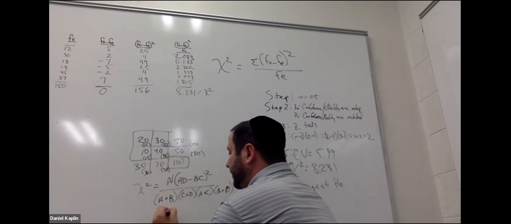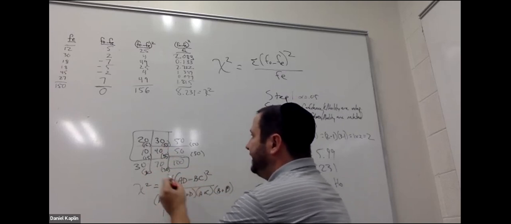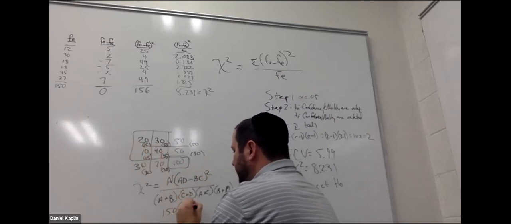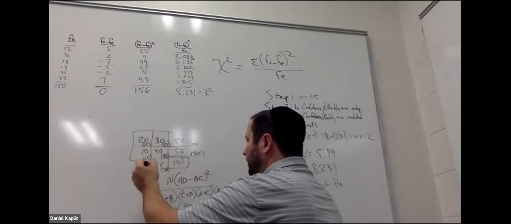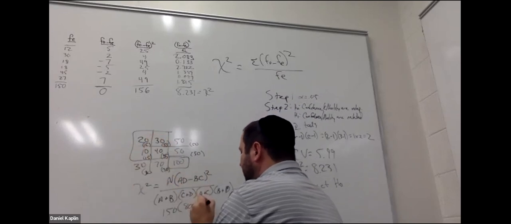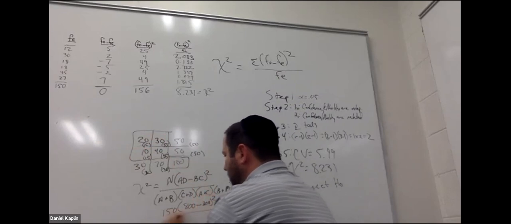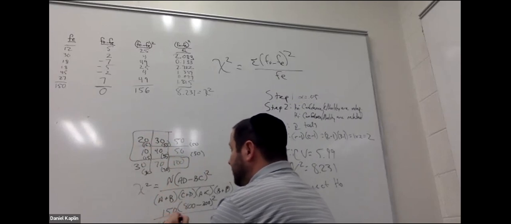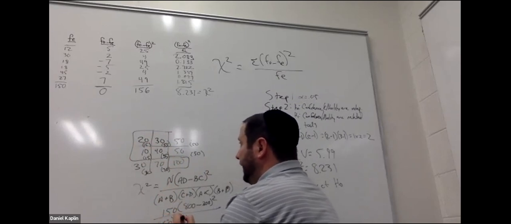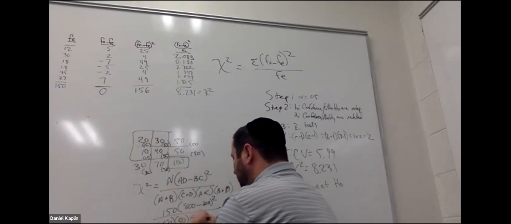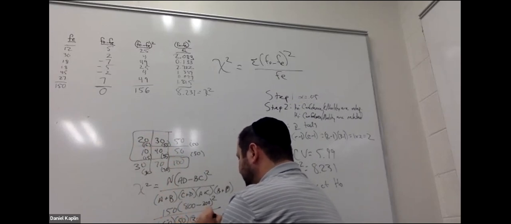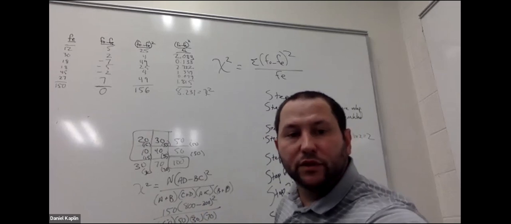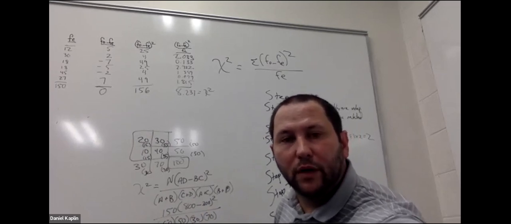Our N is 150 times AD. So A times D, this is A, this is D, is going to be 800 minus BC, 30 times 10 is 300. We're going to square that over AB is 50, CD is 50, AC is 30, and 70. All right, so let's work through this problem, right? So let me just make sure I'm able to put it all in view.